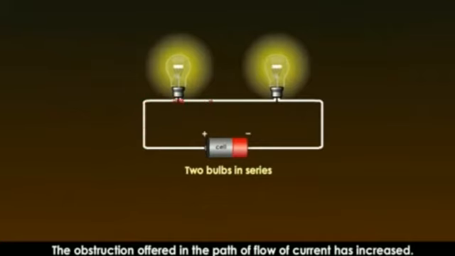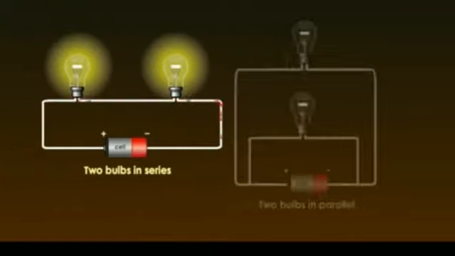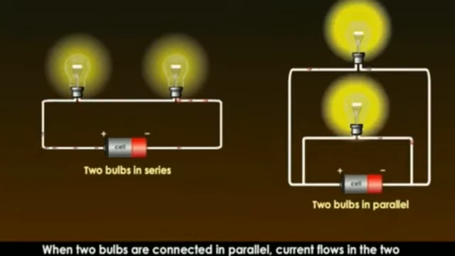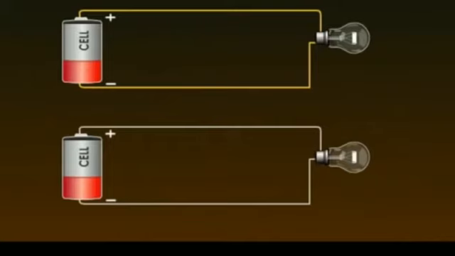Consider two bulbs connected in series. In this, the obstruction offered in the path of current is more, so each bulb glows dim. Here, two bulbs are connected in parallel, so the obstruction offered is less as current passes through two separate paths, so the bulbs glow bright. Now let us see the factors affecting resistance.